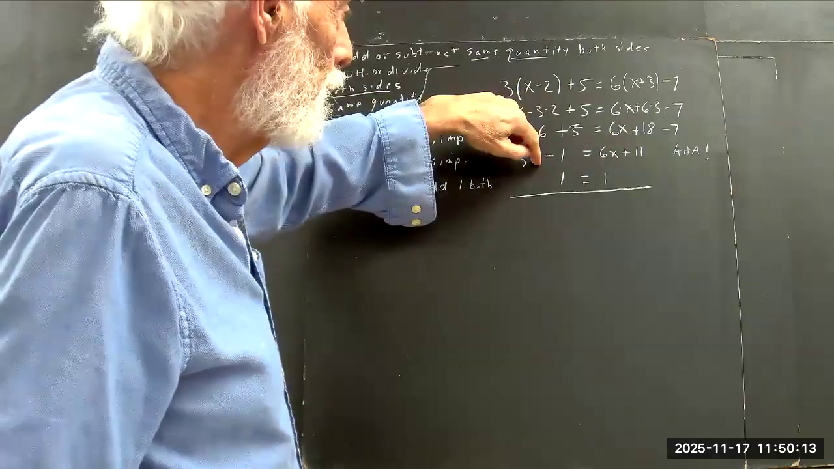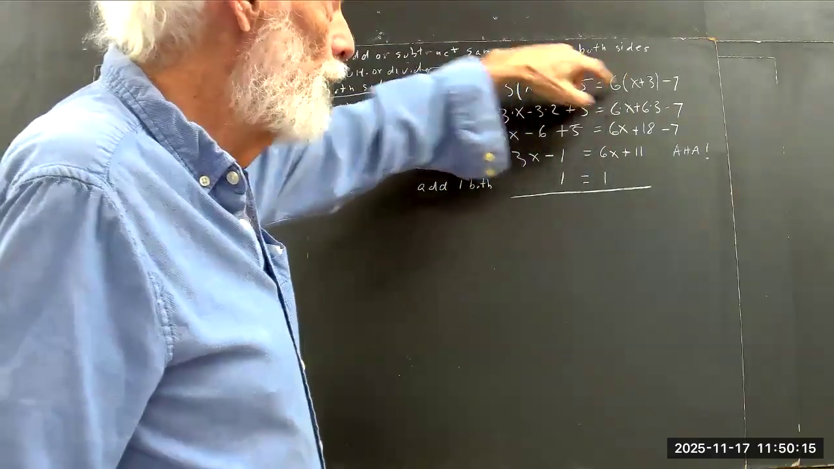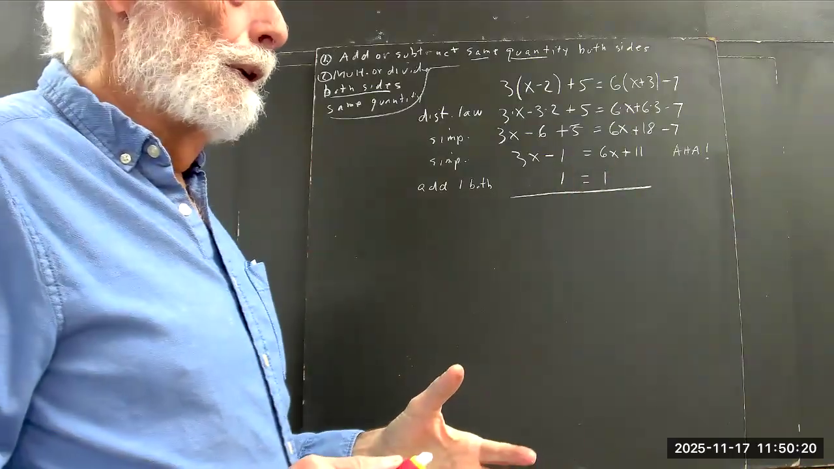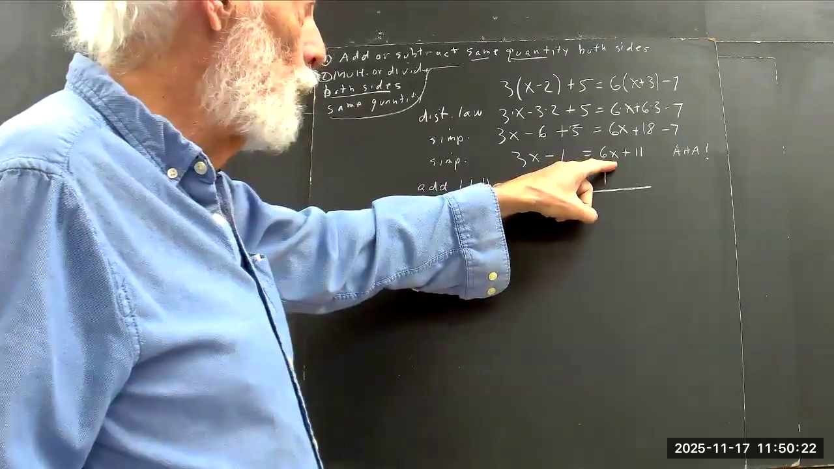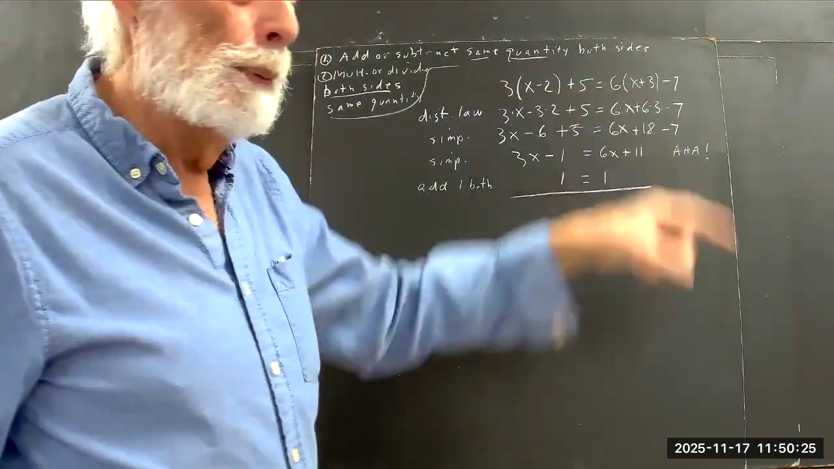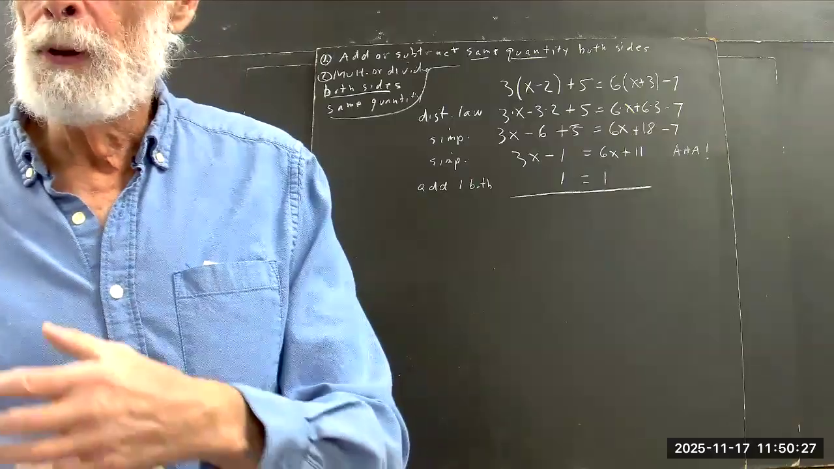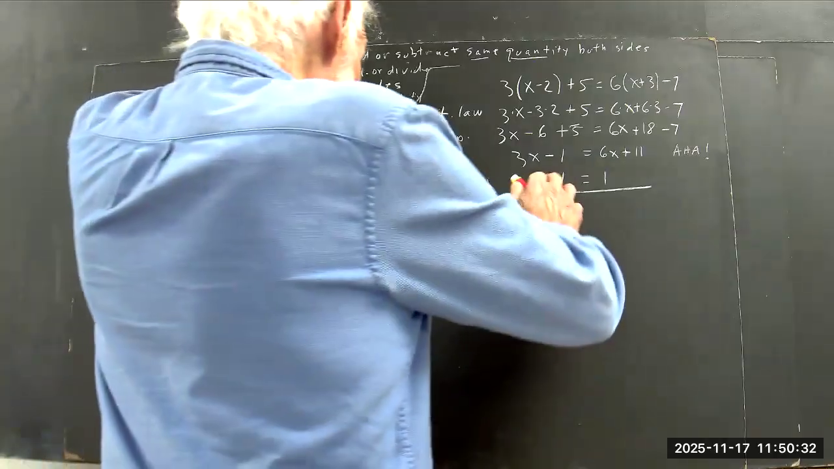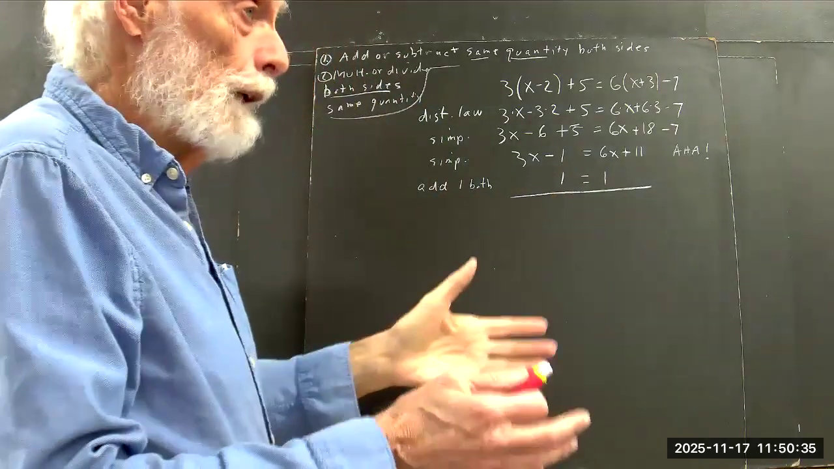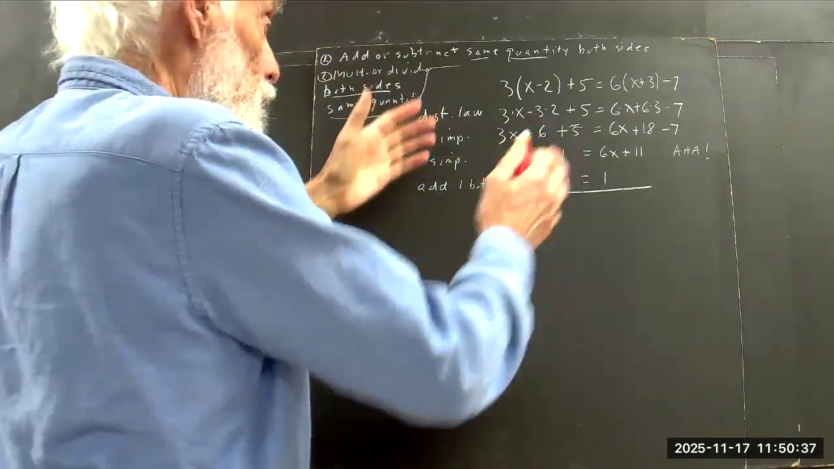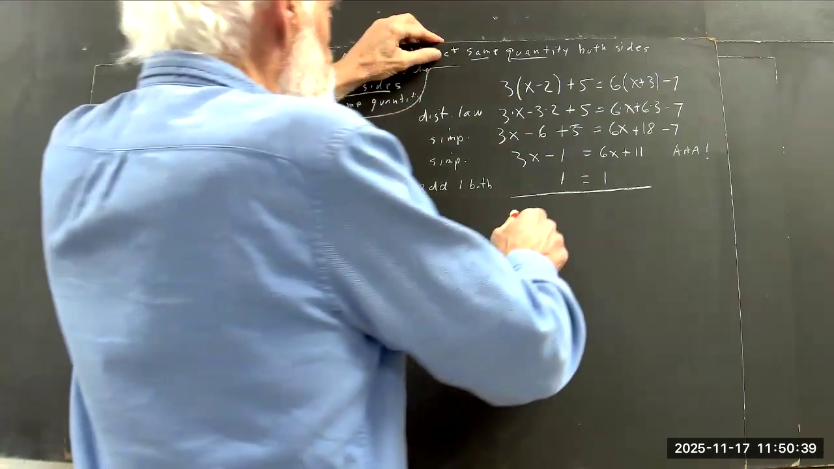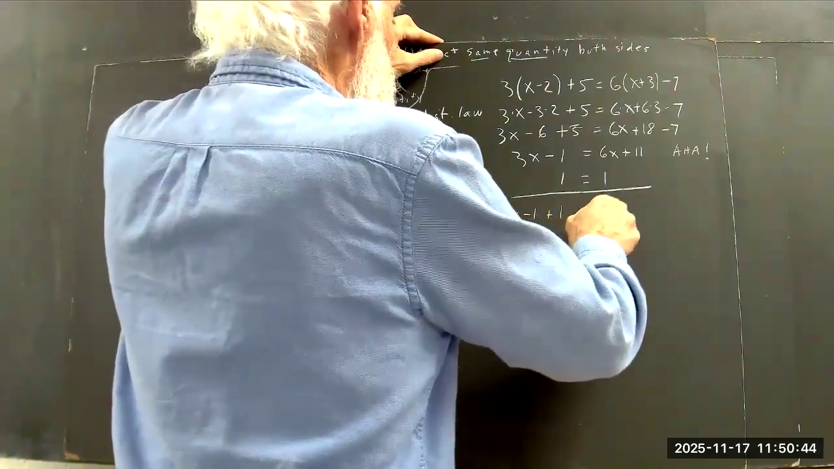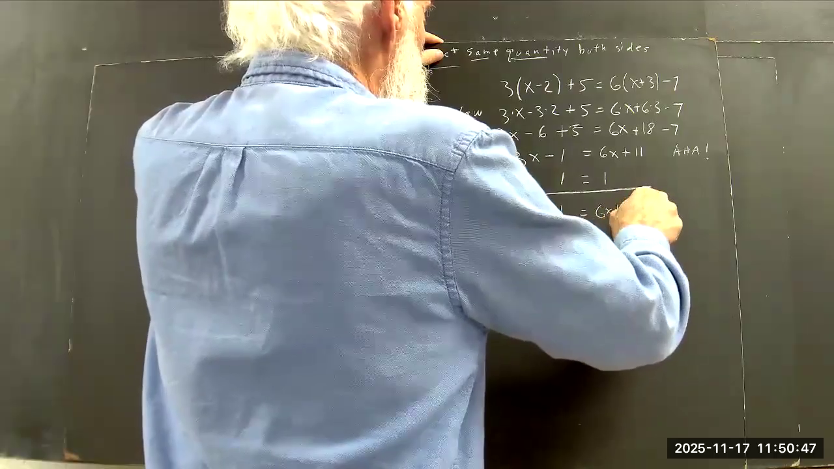This equation here is completely equivalent to this equation. It's just in simpler form. What I mean by completely equivalent: any solution to this equation is a solution to the original equation, if you've done your steps correctly. Well now, we go ahead and add 1 equals 1, that's safe. If you add a true equation to a true equation, you get a true equation. You get 3x minus 1 plus 1 equals 6x plus 11 plus 1.